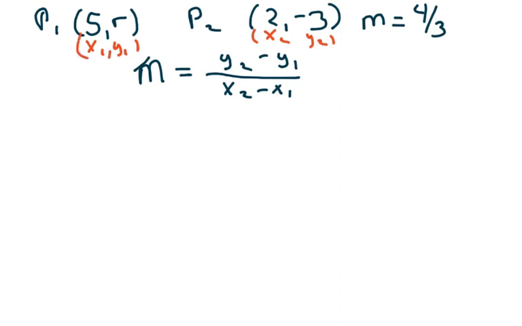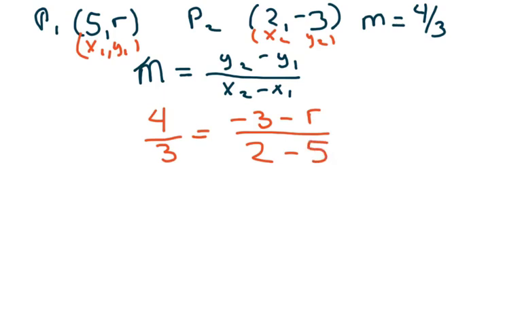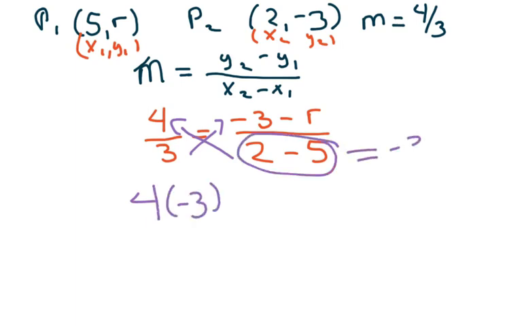My m is 4/3. That's my slope. Equals y sub 2 is negative 3 minus r, which is y sub 1, and then x sub 2 is 2 minus 5. So I'm going to cross multiply. Again, I tend to cross up. If you have a different way to do it, that's fine. So we're going to have 4 times negative 3, I'm going to go ahead and take care of that, equals 3 times negative 3 minus r.